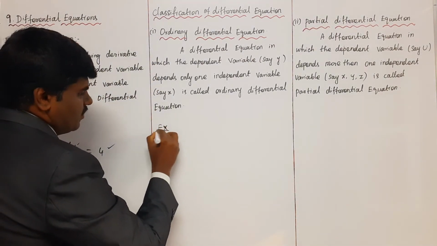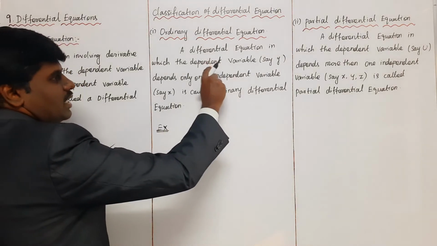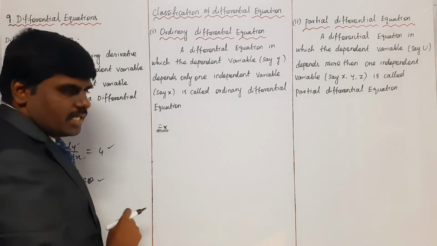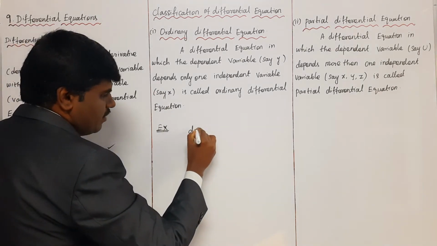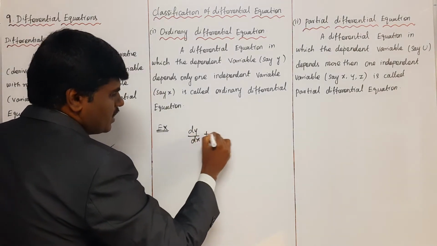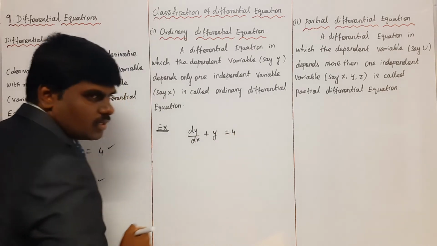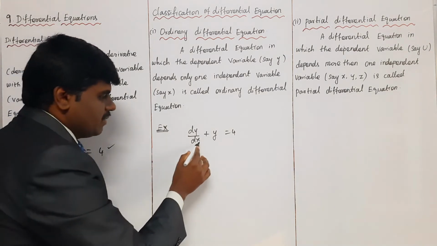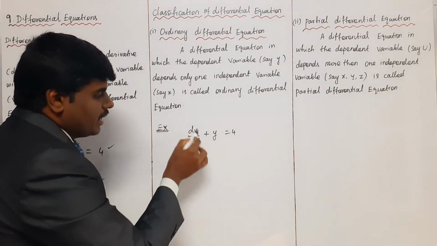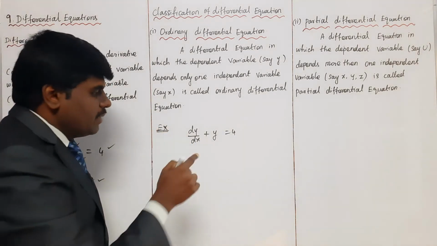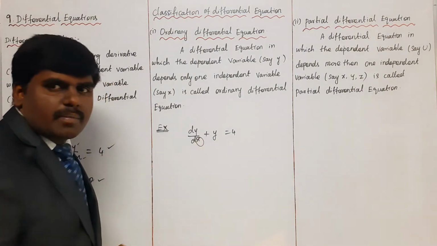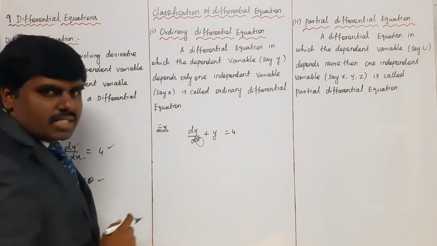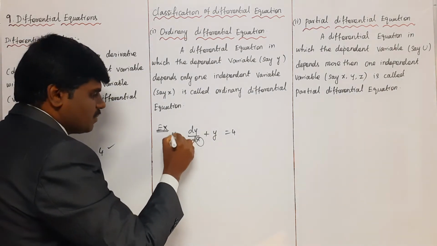I will give one example. In the given problem, the dependent variable is y and the independent variable is x. I choose dy by dx plus y is equal to 4. Here y is a dependent variable and x is an independent variable, so y depends on only one independent variable, x. This type of equation is called an ordinary differential equation. This is one example.